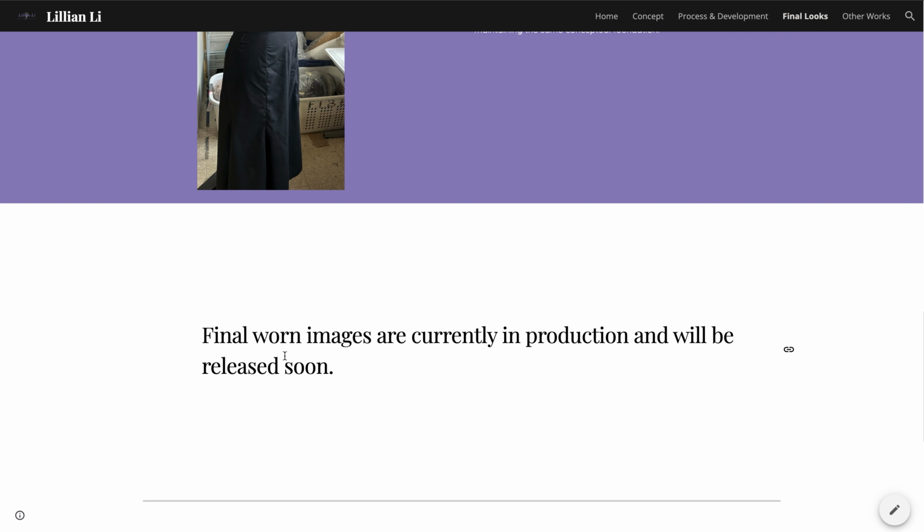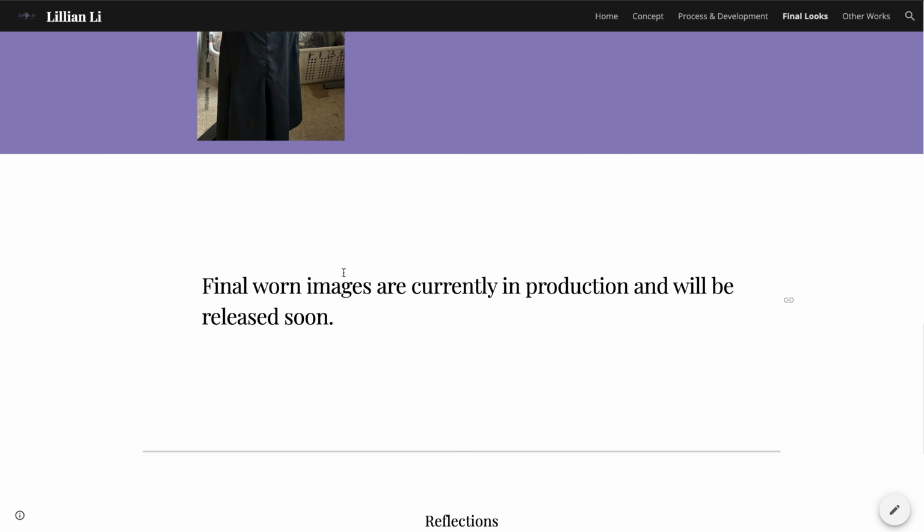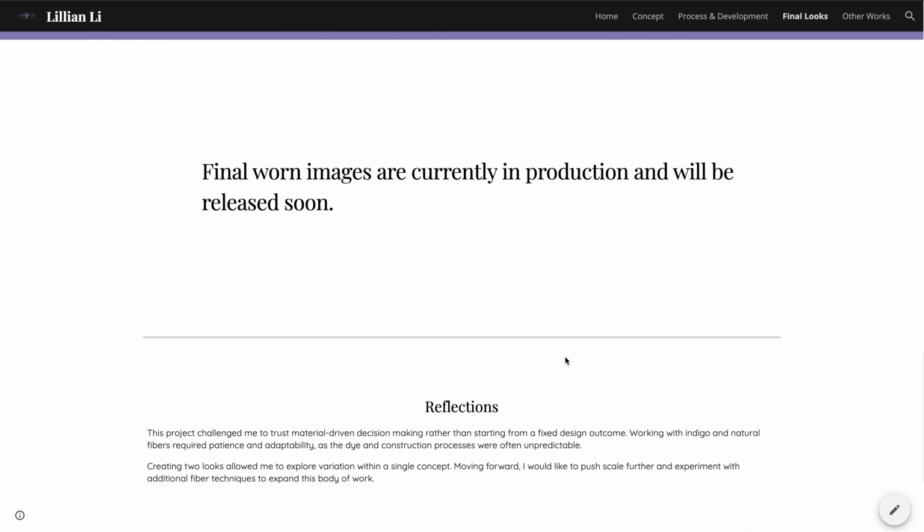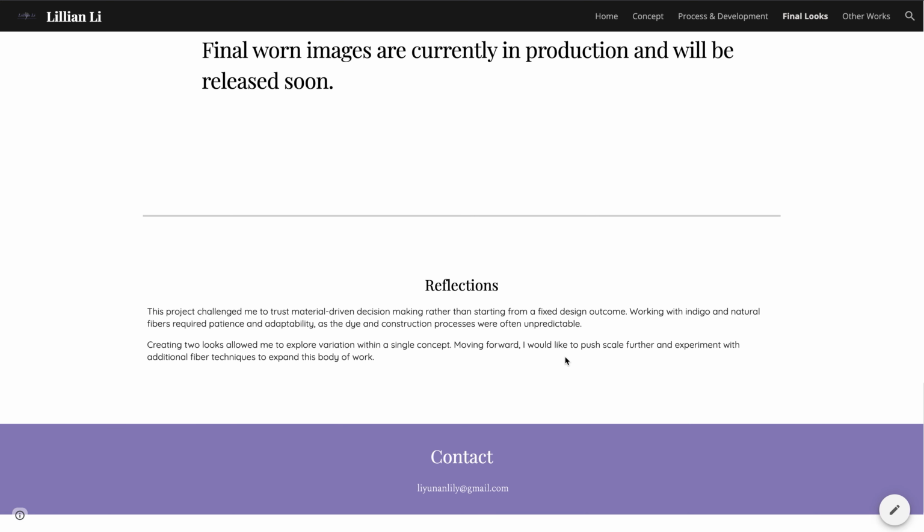And the final wear images are currently in production and will be released soon. I'm still trying to finish this part, and when it's finished, I will post it on this website. The final one is reflections, and in this section, I briefly talk about what I learned from this project.